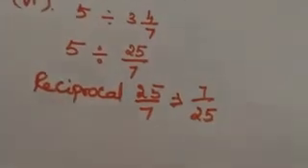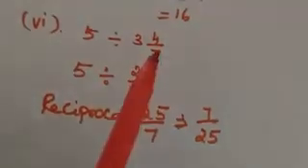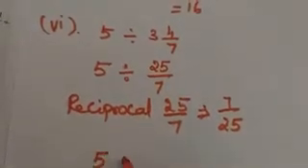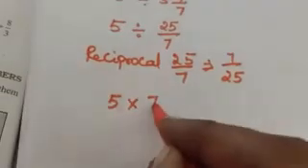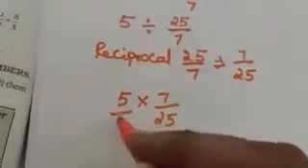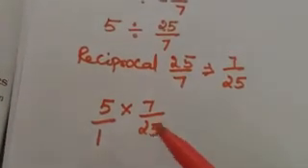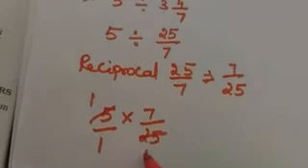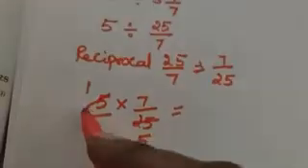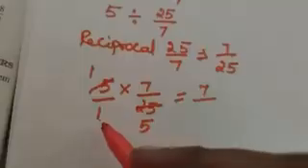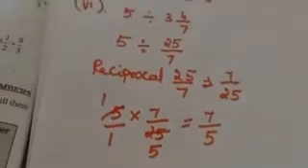Now this 7 upon 25 will be multiplied with 5. So 5 multiplied by 7 upon 25. Here there is no denominator, so 1. Now we can cancel diagonally, because both can be divided by 5. So 1 fives are 5 and 5 fives are 25. So it is 1 into 7 is 7 upon 1 into 5 is 5. 7 by 5 is the answer. This is the way you can solve the rest of the sums too. It is easy for you to do. Now come to question number 2.